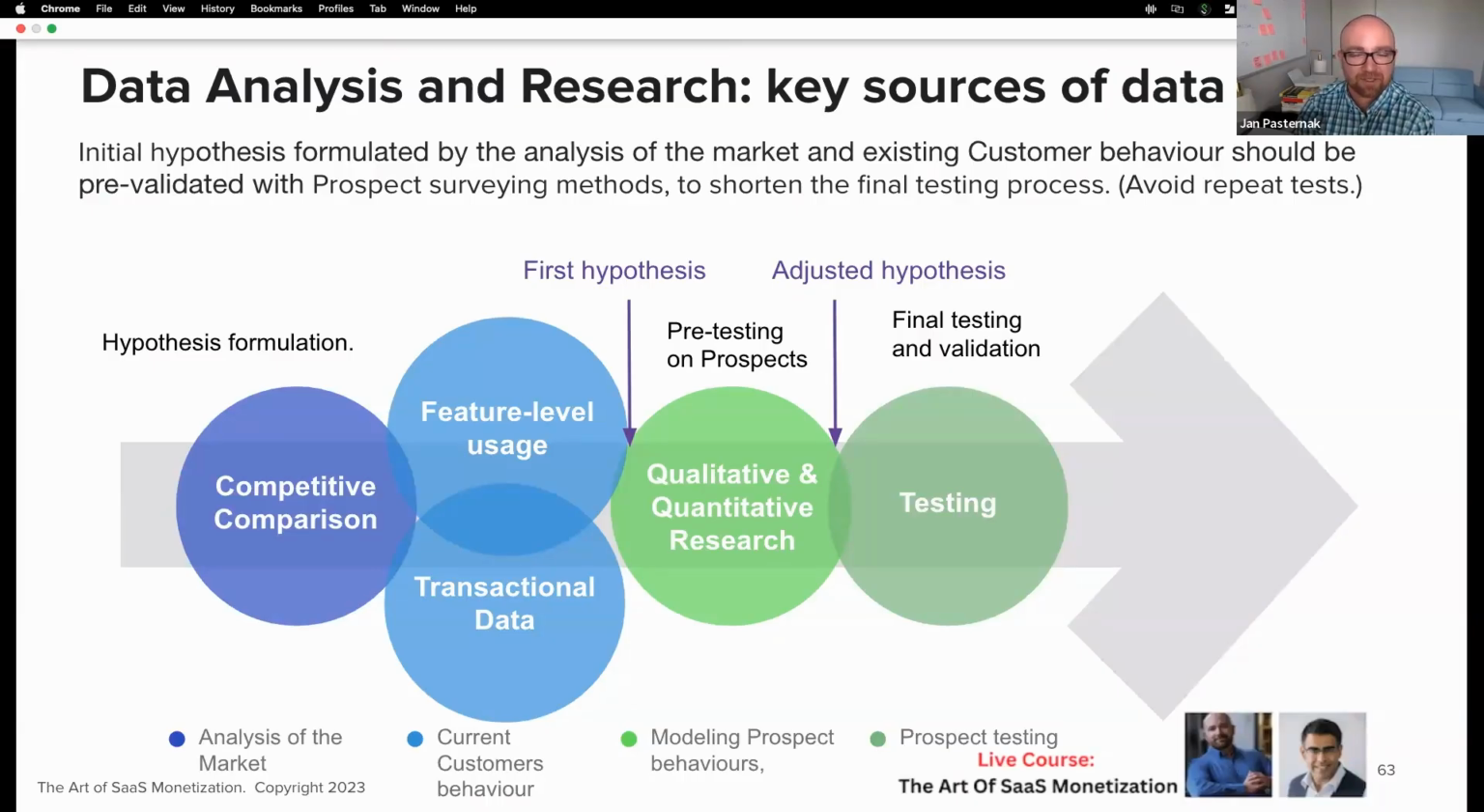Obviously, pricing is always considered in comparison with our competition. Then the next step would be getting deeper into the data that we already have. So that's what I mean, the transactional data on what the customers are currently purchasing. Do they choose the monthly plan or the annual plan? Do they go to the lower cost options, or do they buy the more premium? And then the feature level usage. So we want to understand what the adoption of the different features is.